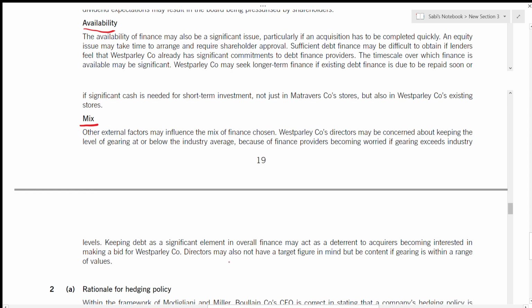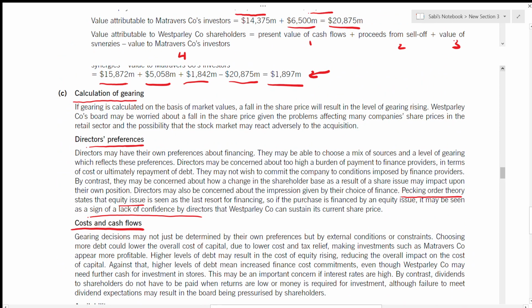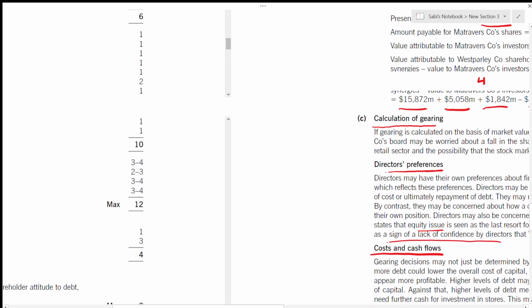Directors may also not have a target figure in mind, but be content if gearing is within a range of values. So that means if you're having a large portion of debt in the overall finance, they will not think about taking over the company, because their main impact is to keep the level of gearing at a level. That is their main concern. So that's it. These are the 4 factors which have been described for part C, the last part.